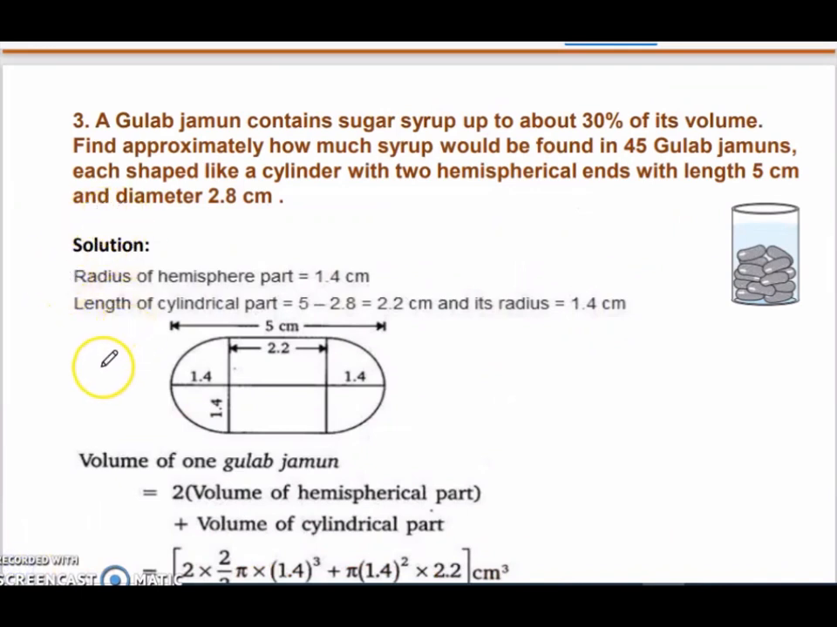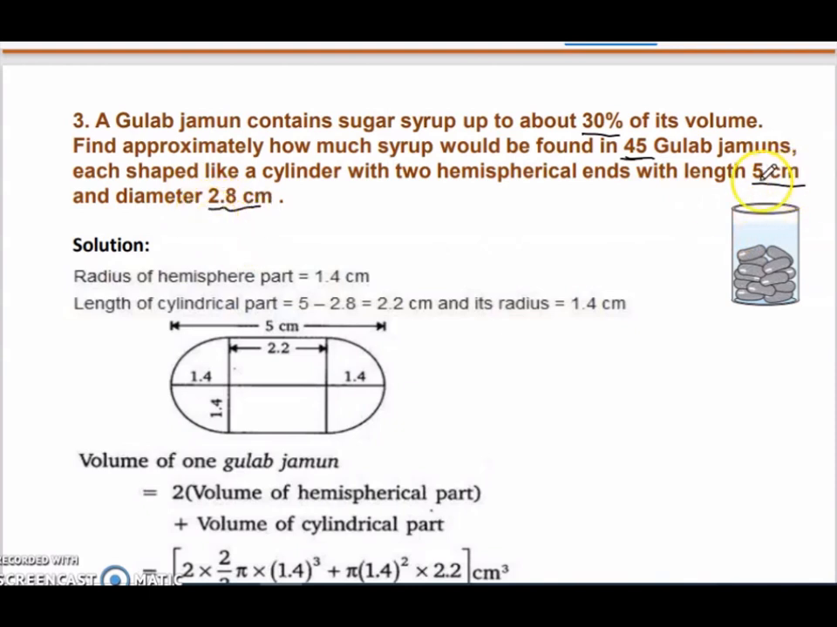A gulab jamun contains sugar syrup up to 30% of its volume. Find approximately how much syrup would be found in 45 gulab jamuns, each shaped like a cylinder with two hemispherical ends with length 5 centimeter and diameter 2.8 centimeter.